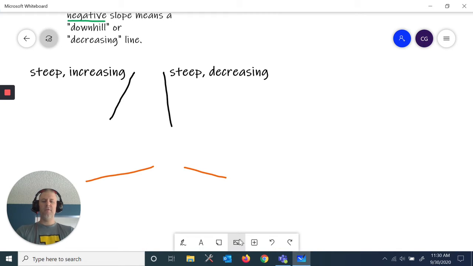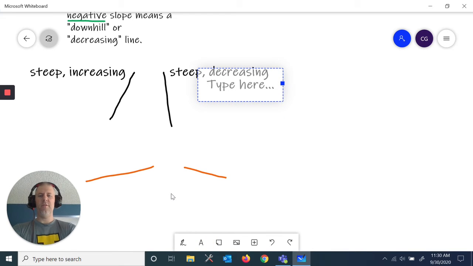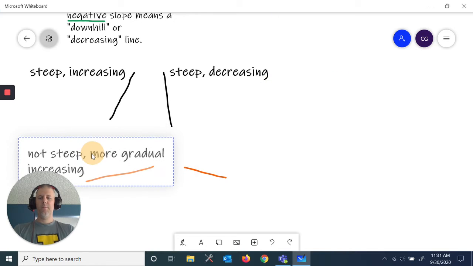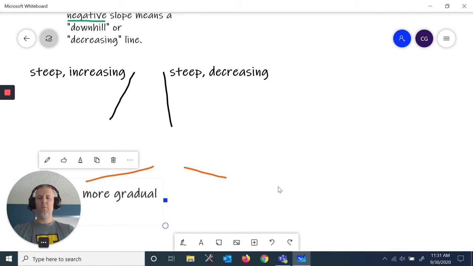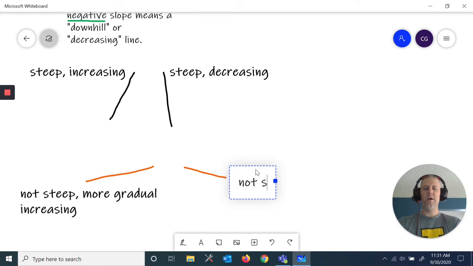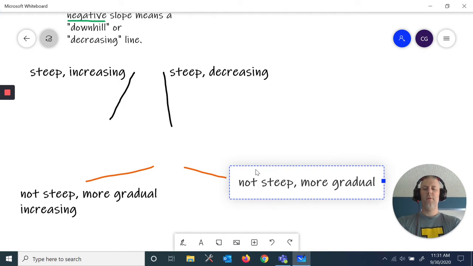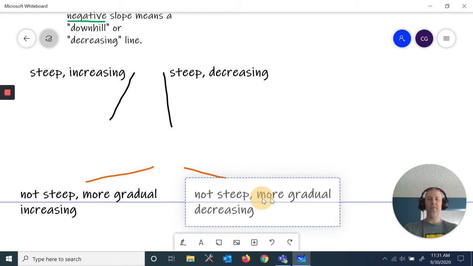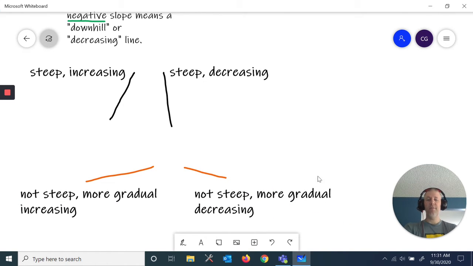Okay, so there's that difference. This is not steep, more gradual, and increasing. And this one is not steep, more gradual, and decreasing. So think about decreasing as going down and increasing as going up. So there's the four different types of slope you can see on graphs or on pictures.